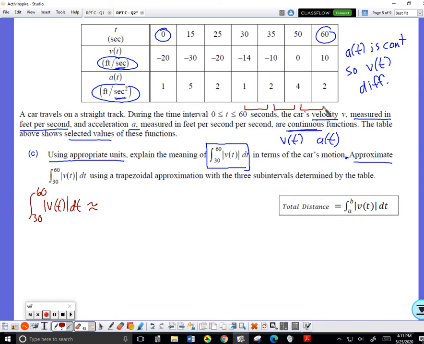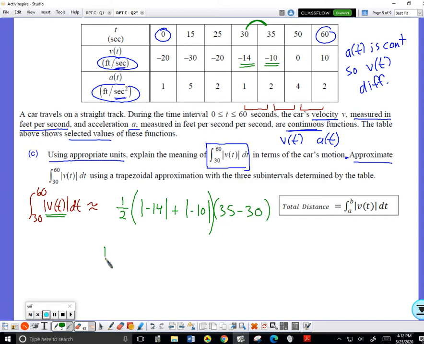Okay, so look at the first subinterval for trapezoidal sum. We have to take 1/2. We have to get the average of this. So the first subinterval, we have to take the value on the left and the right and take the absolute value of each. So we got to go -14 plus -10 and then the width of the subinterval is the 35 minus 30.